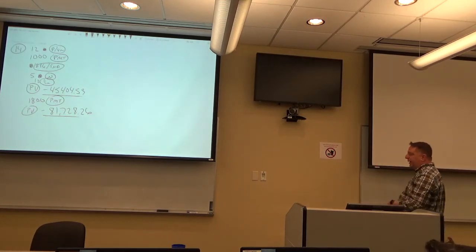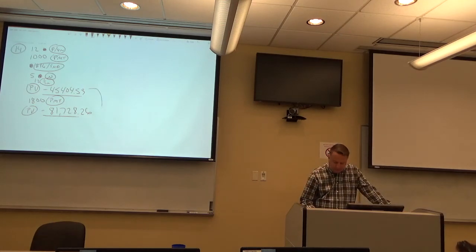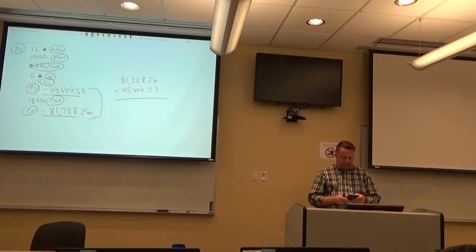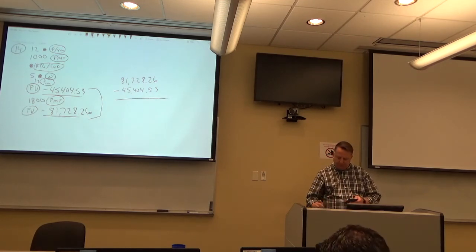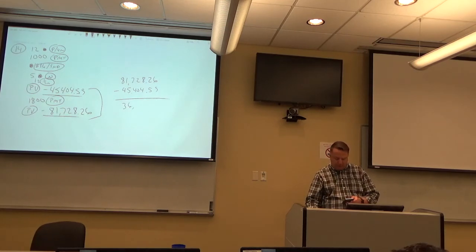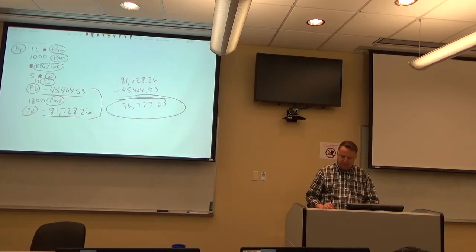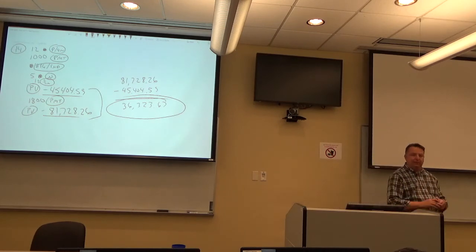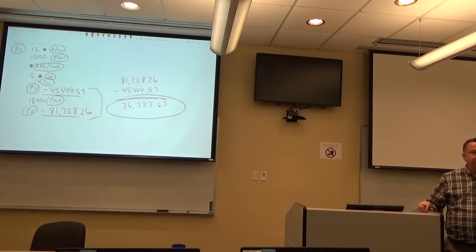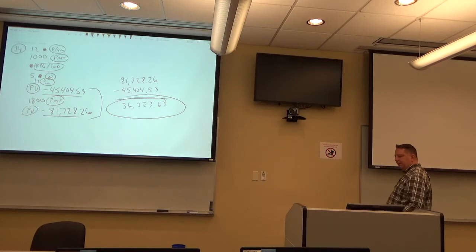Well, by doing what we've just done, all we should have to do is simply take these two numbers, subtract the 45,404.59, so the value, if you will, of the leasehold is 36,323.67 is the answer. So in other words, to that tenant, they're pretty much getting 36 grand in terms of the value of that $800 a month for 5 years. Okay? Make sense?